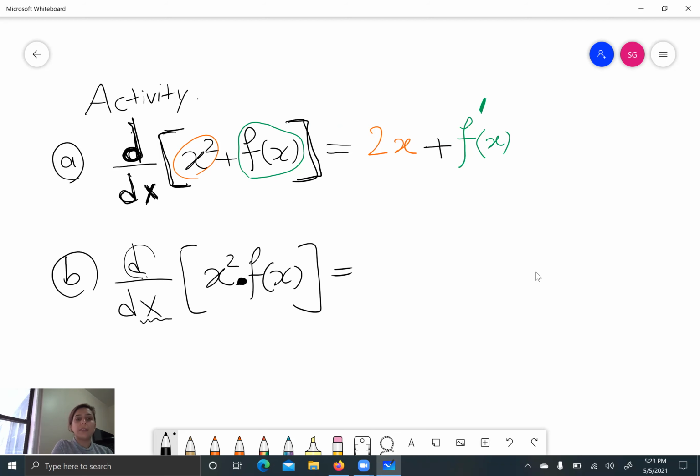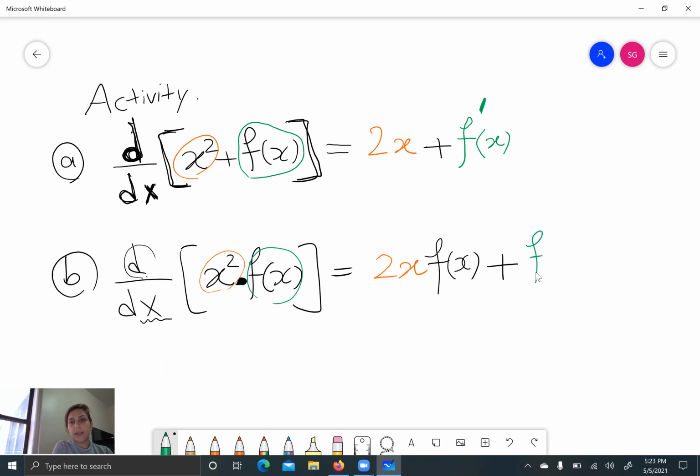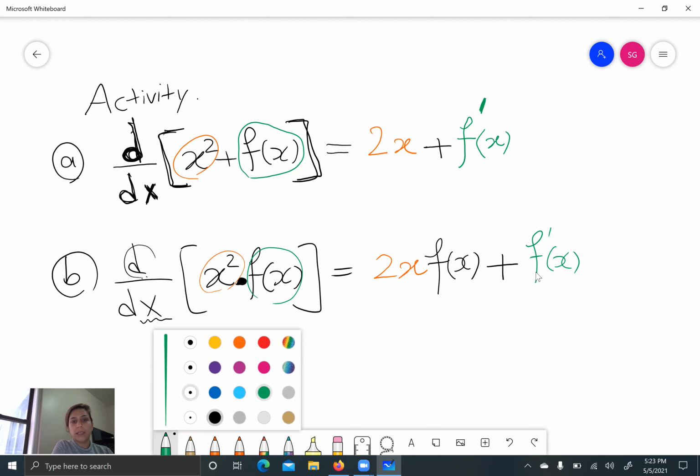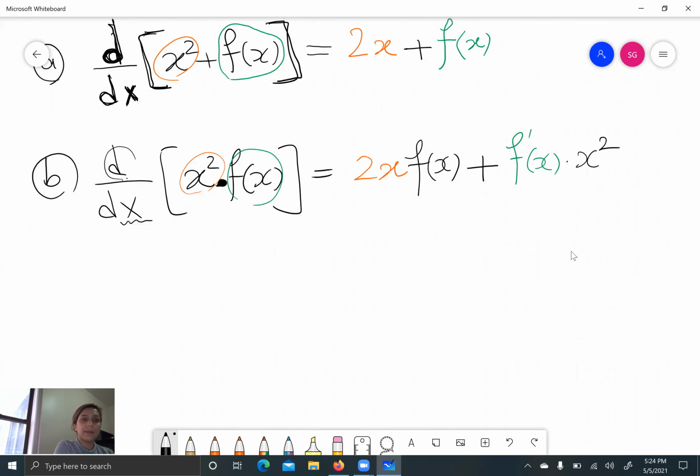So this is x squared multiplied by f of x, so we need to apply the product rule. The product rule says take the derivative of the first. So it's going to be 2x multiplied by the second one, multiplied by f of x, plus. Now take the derivative of the second function, so f prime, and multiply it by the first function, x squared. So I just applied the product rule. Nothing new here. We just want you to get used to the notation and also see that even though the formula for f is not given, we can just put it as f or f prime.